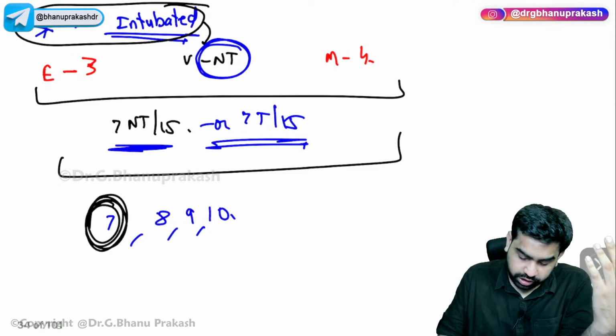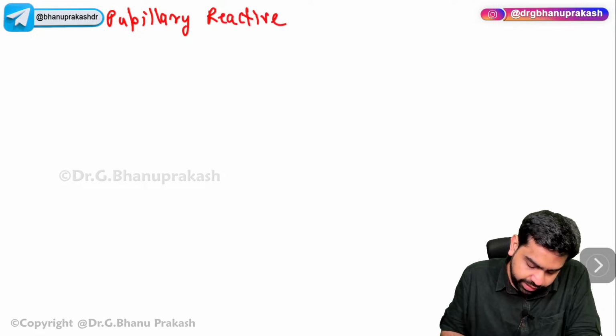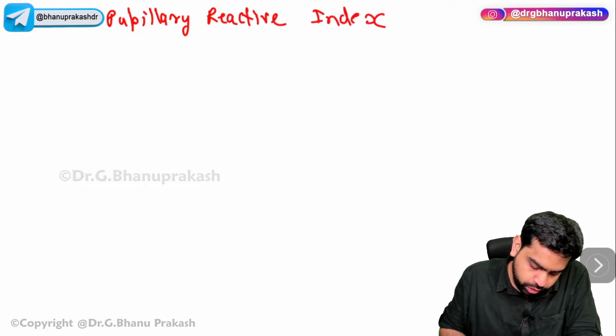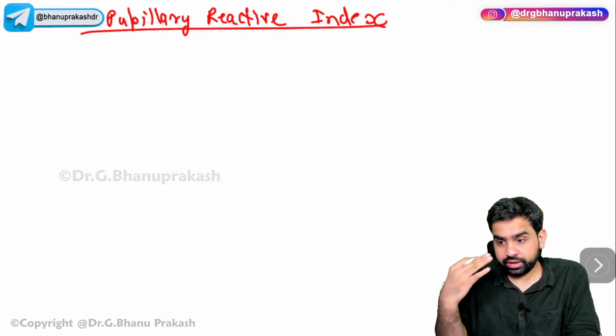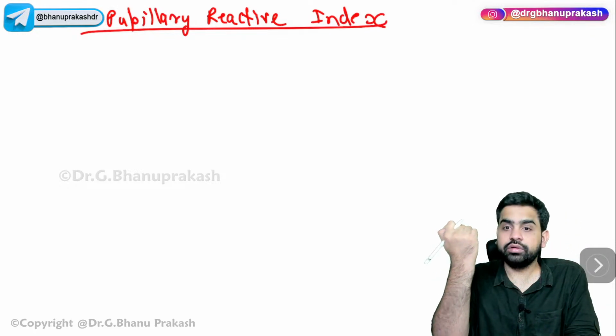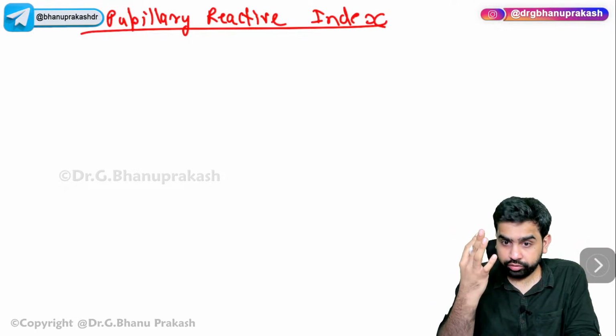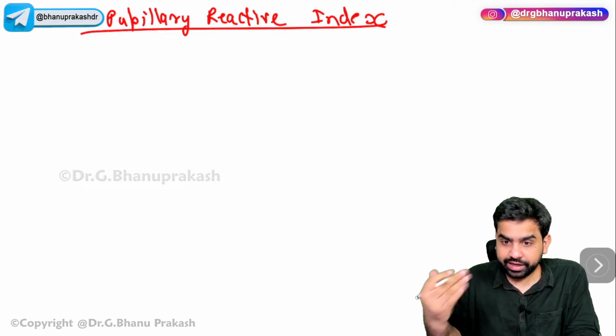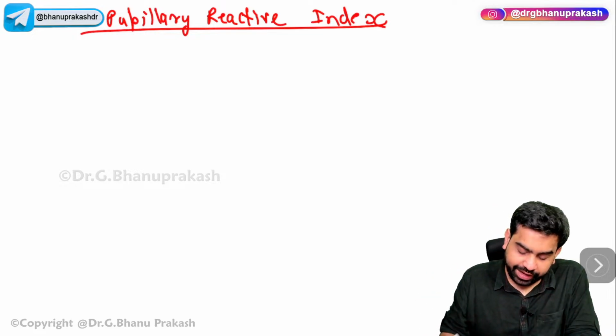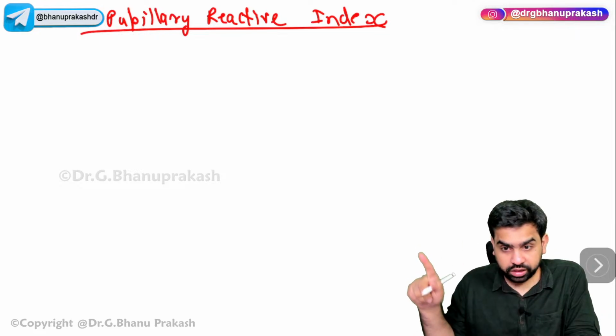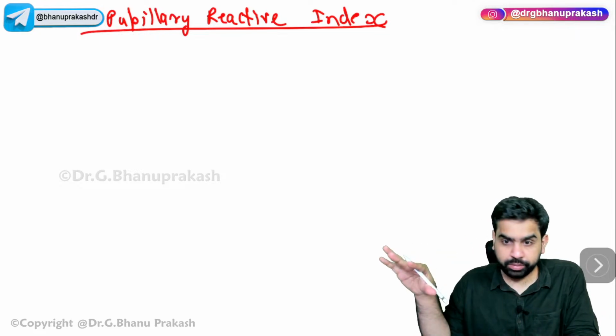Now lastly, in the GCS, what I want to discuss with you is something called the pupillary reactive index. Normally, whenever our eyes are exposed to a bright torch light, the pupils are going to get dilated. That means we have reactive pupils. After a head injury, if the head injury is severe enough, this reactivity of the pupils is diminished.